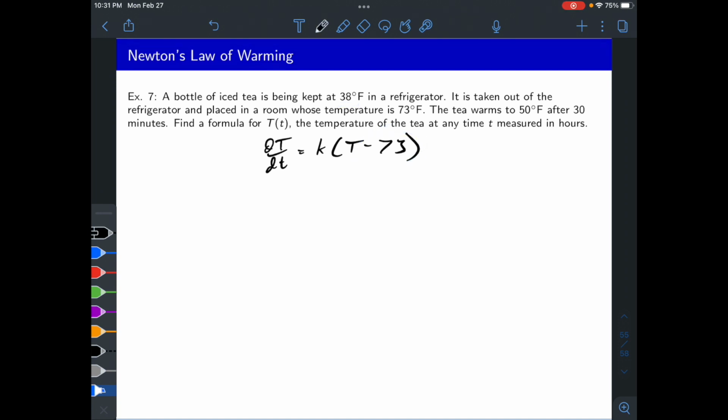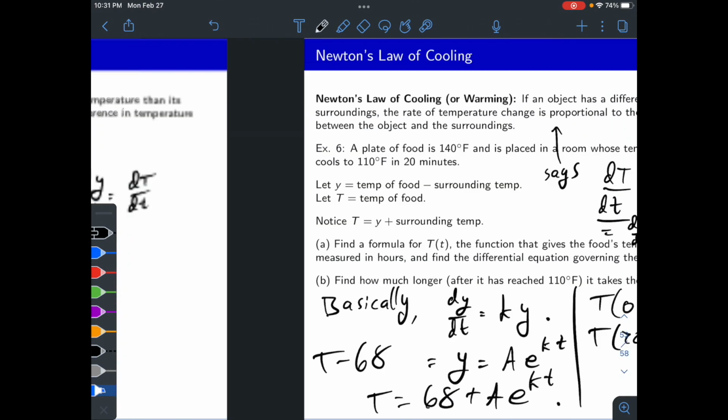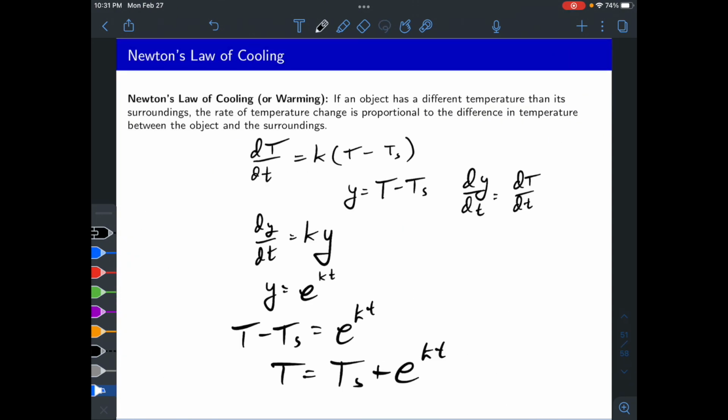So our formula is going to be T equals temperature of the surroundings, which is 73, plus A e to the kt. Did I have an A in the other slide? No, I forgot to have the A. I always forget to put the A for some reason. Anyway, so these all should have been A e to the kt.